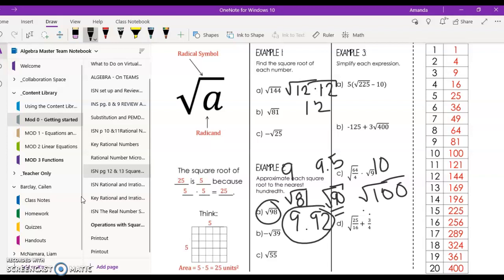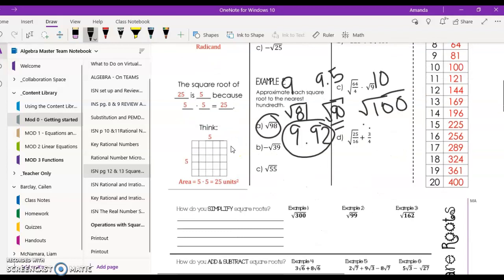When you're simplifying, these square roots are like exponents. So you're going to do that before you subtract. You're going to take the square root of 225, then minus 10 in your brackets, then multiply it by 5. So it's like following order of operations, and you've got to think of a square root as an exponent. So you're going to do that before you subtract. You're going to take the square root of 400 before you multiply it by 3. So try those at home, and we will go over the answers when we get back.